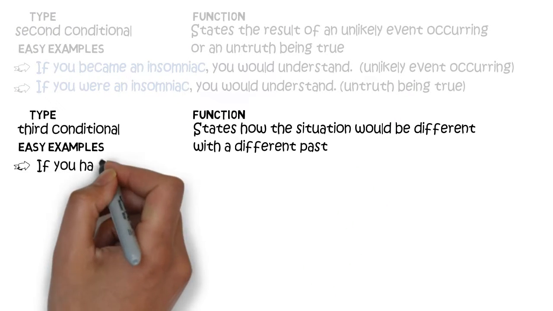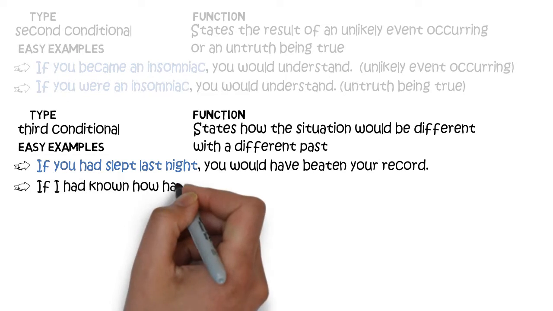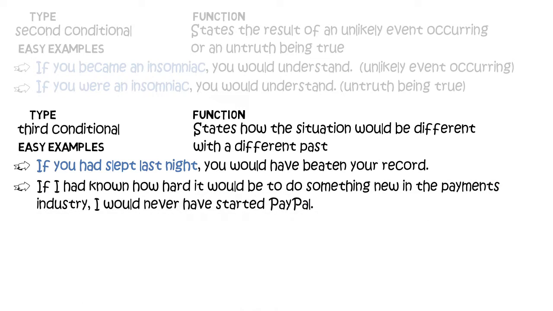Let's look at some easy examples of the third conditional. If you had slept last night, you would have beaten your record. Remember, this states how a situation would be different with a different past. If I had known how hard it would be to do something new in the payments industry, I would never have started PayPal. That's a quote from the founder of PayPal.